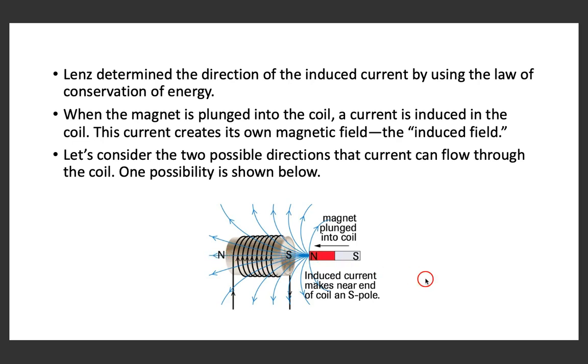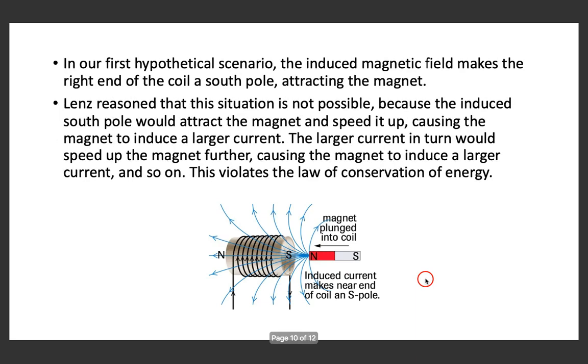So this is one possibility. Now, in this hypothetical scenario, the induced magnetic field makes the right end of the coil a south pole. And that south pole is going to attract the magnet because we're plunging the north end of our magnet into the coil here. And so Lenz reasoned basically that this situation cannot happen. This is not possible. Doesn't make sense.